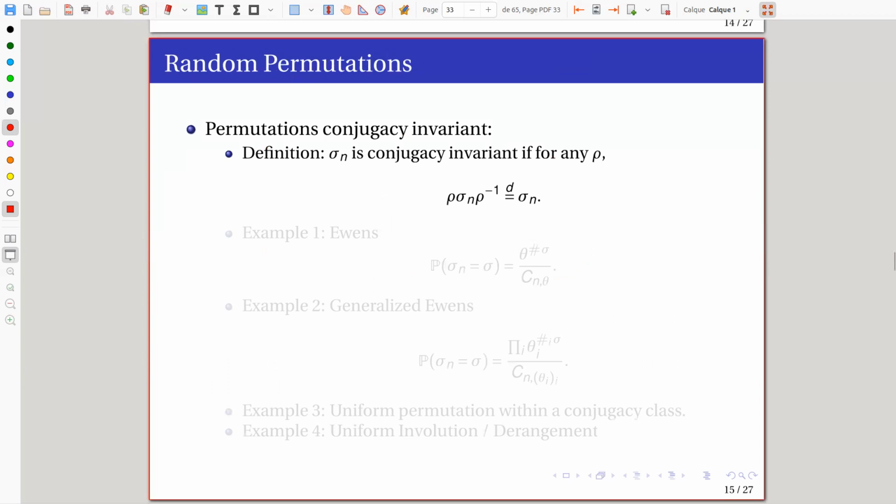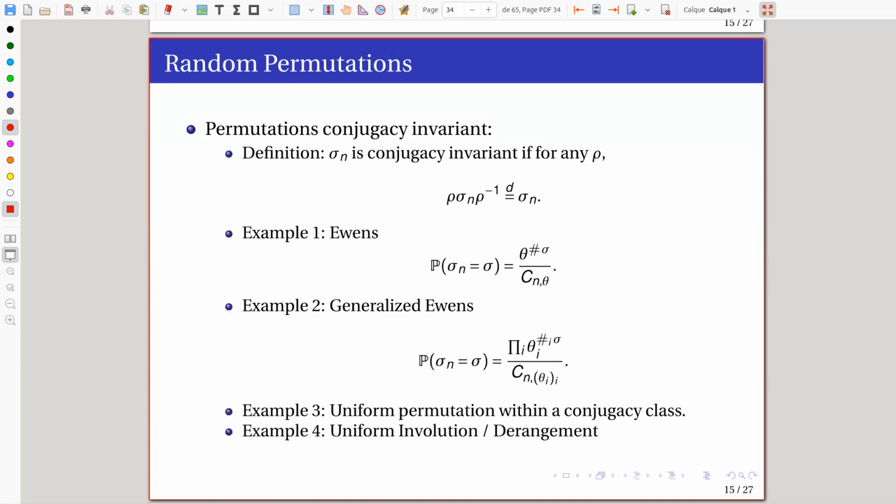So what I try to do is to generalize those results for some other classes of permutation that are not at all uniform. The permutations I'm interested in have a property called conjugacy invariance. That means that for any permutation rho, rho sigma_n rho^-1 has exactly the same distribution as sigma_n. It's called conjugacy invariance because one typical example of those permutations is a permutation picked uniformly in a conjugacy class of the symmetric group. But there are other models that came from biology.